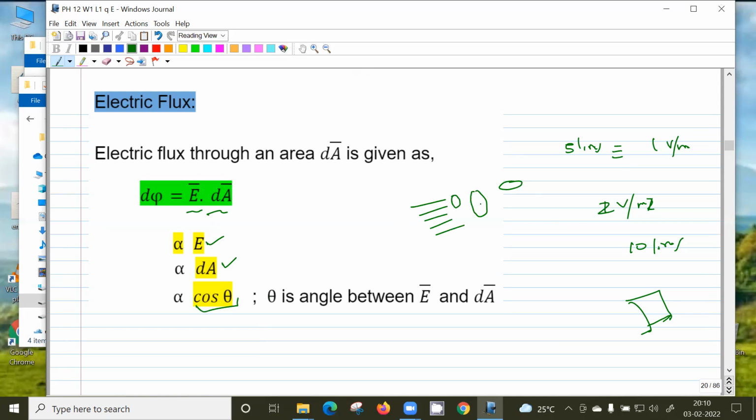The area vector is defined as normal to the surface. This is the standard convention. For a small flat area, if I draw a perpendicular to the surface, that will be the area vector. And this is the electric field vector. When these two are in the same direction, the maximum number of lines will cut. The same direction means theta is 0, and cos theta is how much? 1. So that's why it goes as cos theta.